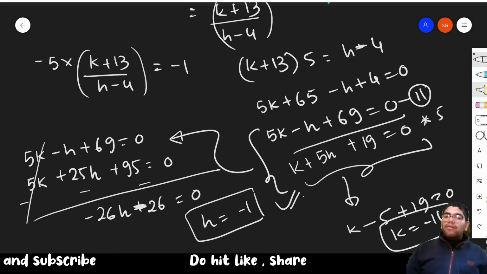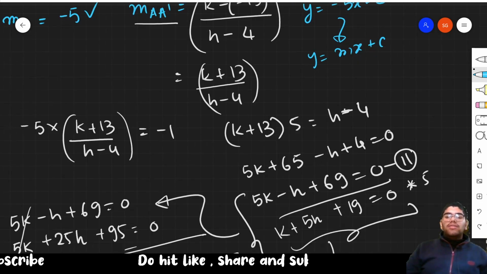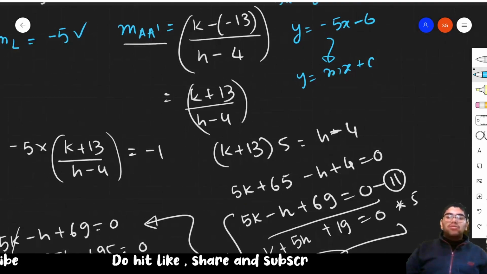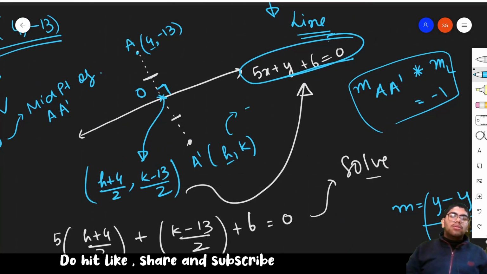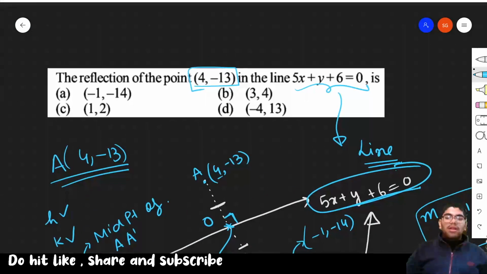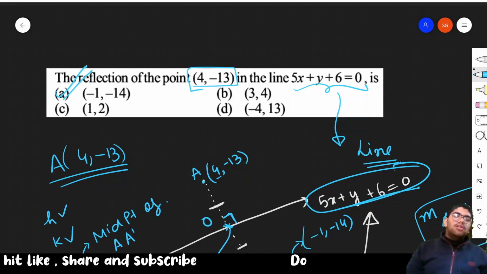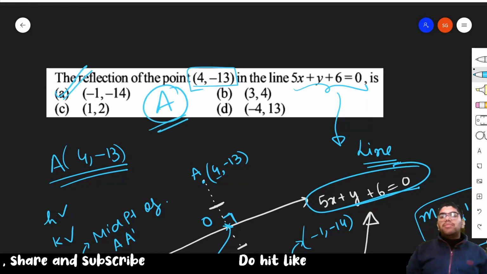So I have got the value of h, I have got the value of k. So I know the coordinate of this point A dash will be minus 1 comma minus 14. Simple as that. So let me check if I have an option. Yes, I definitely have an option. Option A is the correct answer to this problem. This was a very simple problem.